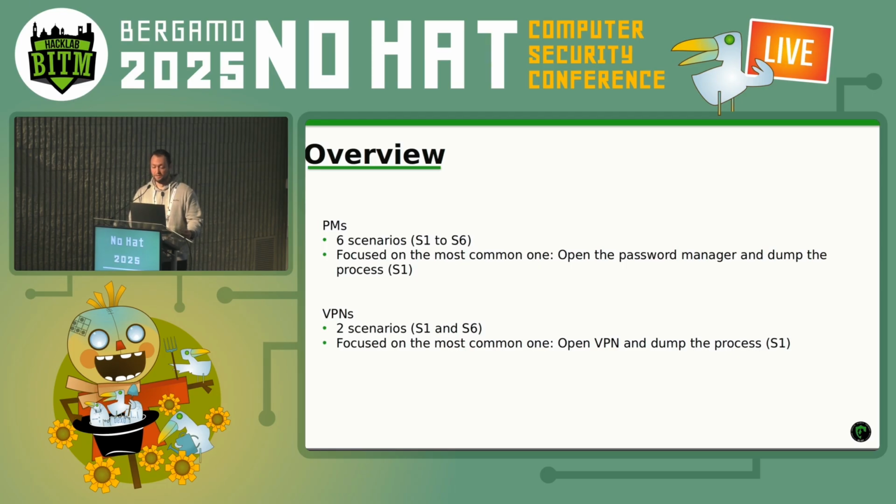Regarding VPNs, we focused solely on two scenarios, the first and the last one. The difference here is that we observed that in some VPNs, it was possible to extract the clear text information from the process without requiring the user to enter their credentials again. They usually store this type of information in other types of files or in different settings of JSON files, and they reuse it. So it's not required for the user to interact with the VPN.